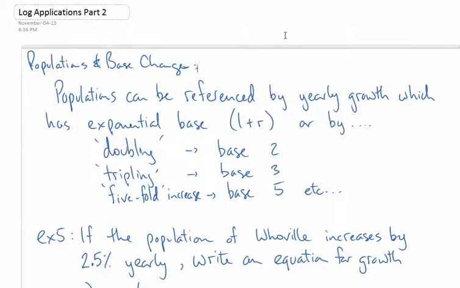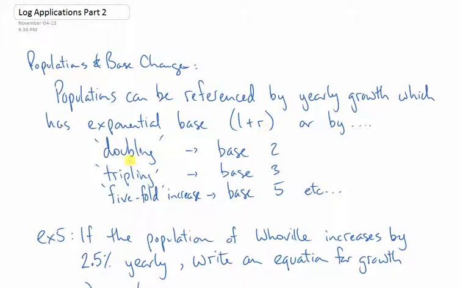Alright, there's a couple more things I'd like to say about log applications extending from the last lesson. First up, I want to talk a bit about populations and change of base of an exponential growth pattern. Populations are often referenced by yearly growth, which would be represented by 1 plus a rate.